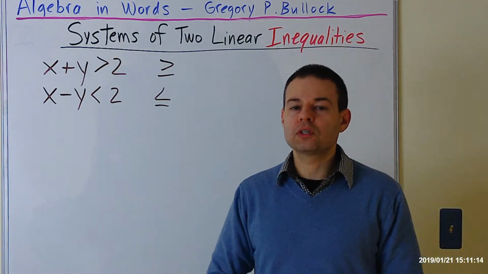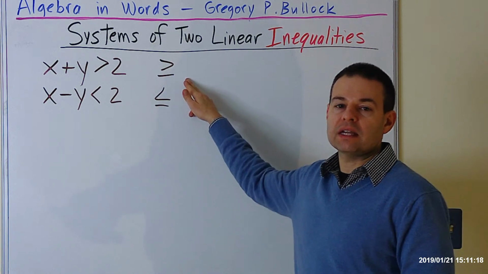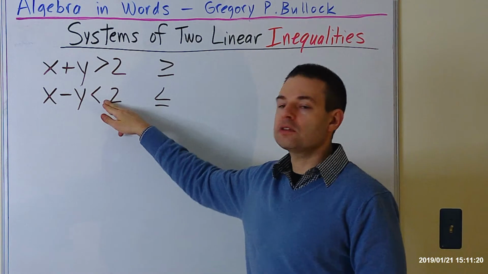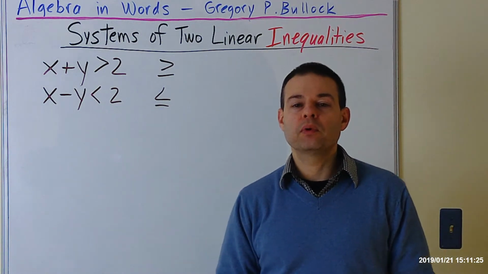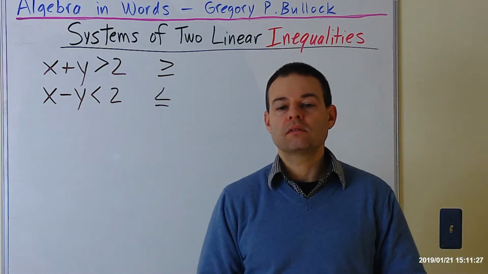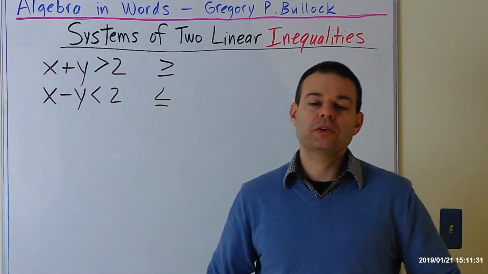But long story short, for inclusive inequality symbols, we graph a solid line. And for non-inclusive inequality signs, we graph them as a dotted line. It's very important that you remember to do that, because that can make or break whether you get full credit on a problem. I'll show you that when we graph.